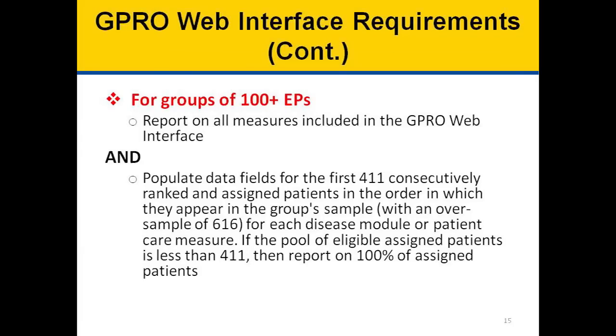For groups of 100 or more eligible professionals, you must report on all measures included in the GPRO Web Interface and populate data fields for the first 411 consecutively ranked and assigned patients in the order in which they appear in the group sample, with an oversample of 616 for each disease module or patient care measure. If the pool of eligible assigned patients is less than 411, then you must report on 100% of assigned patients.